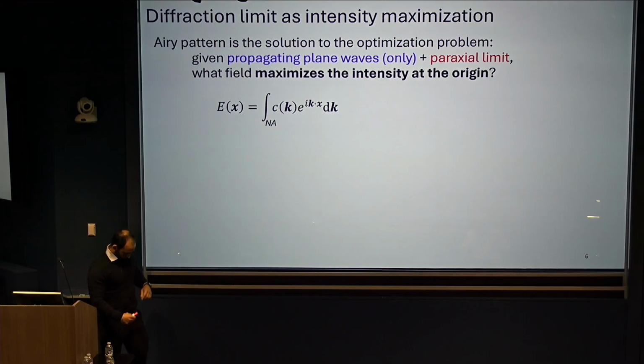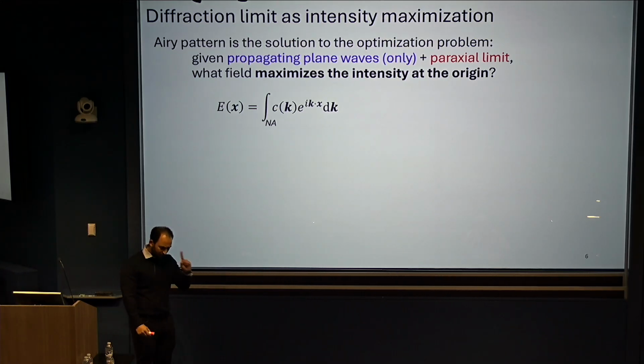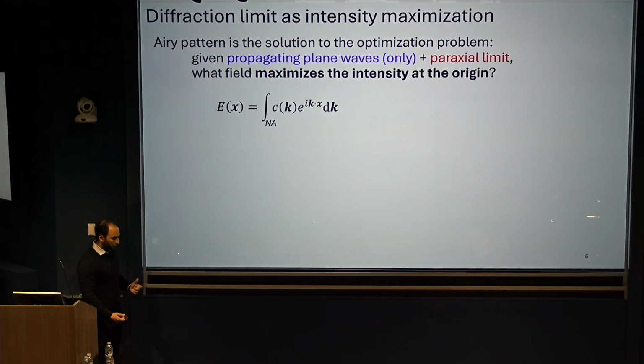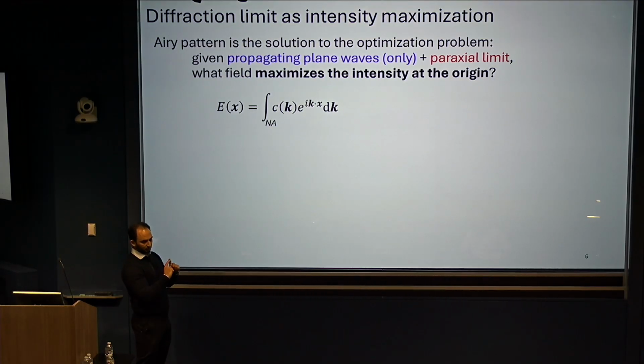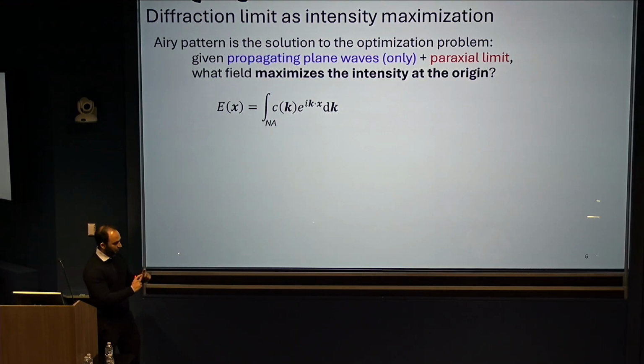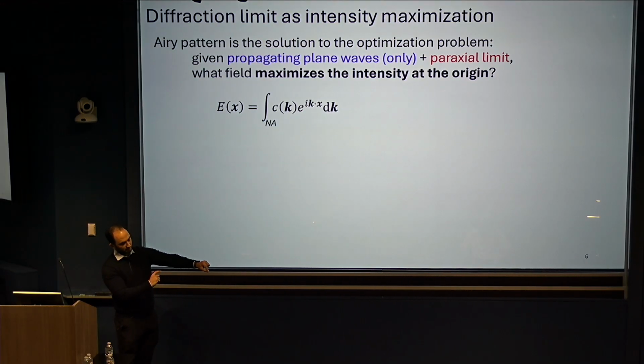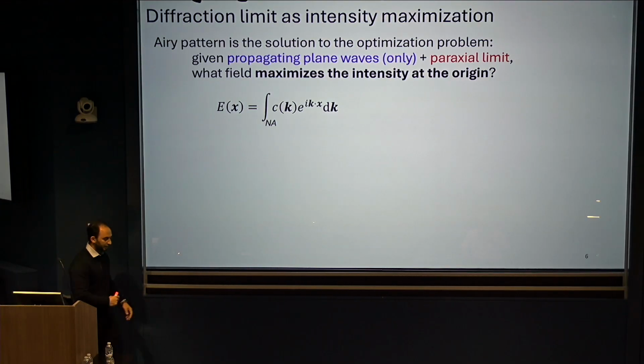OK, so what problem does the Airy pattern maximize? There are a few different problems one can give. I will focus on one, which is that if you have access to just propagating plane waves over some numerical aperture, NA, and you say that you're in some paraxial limit where the numerical aperture is small, and you ask, if I focus light at a point on a plane in the distance, what is the field that maximizes the intensity at that point? So the answer to that question is ultimately the Airy pattern.